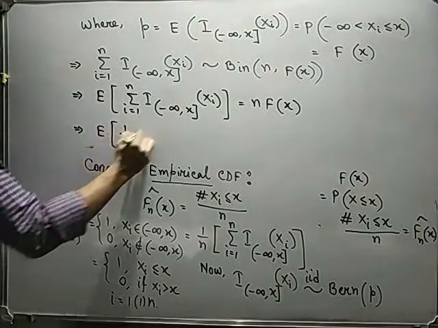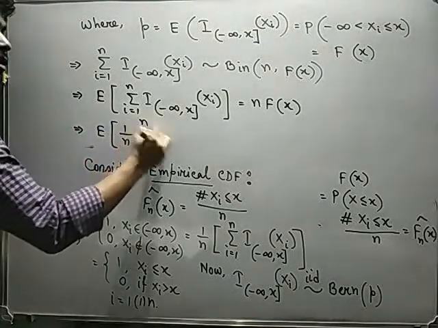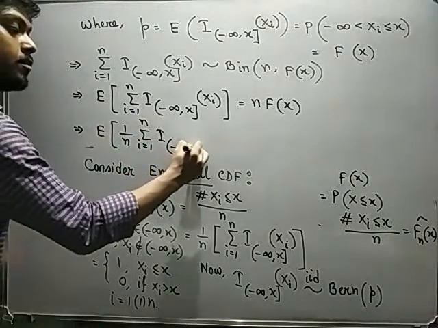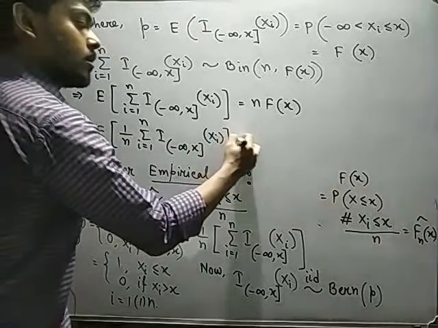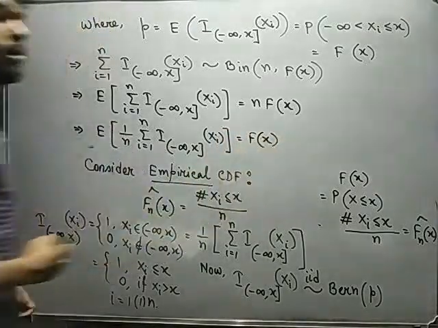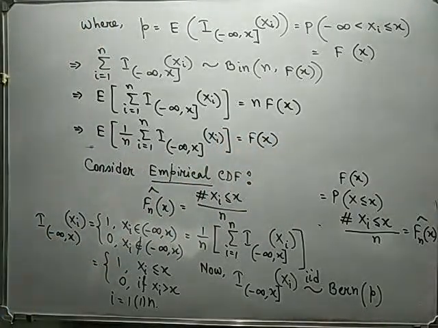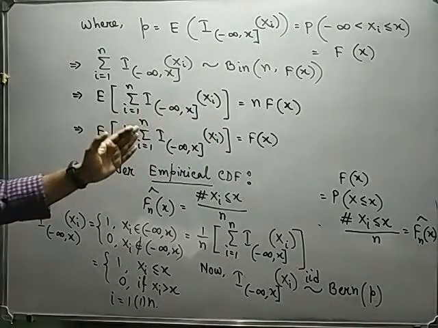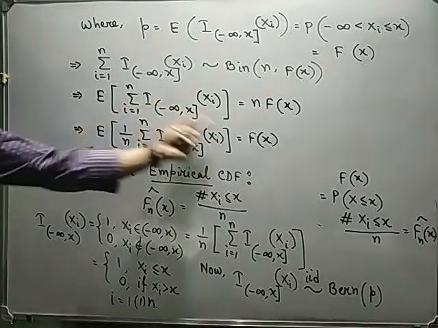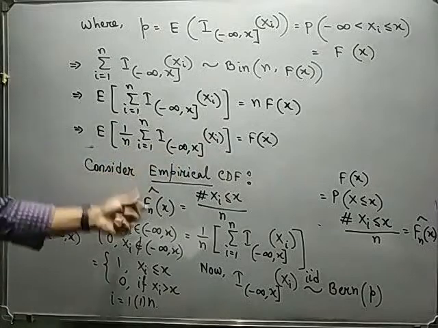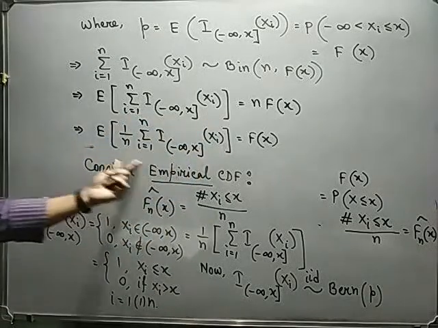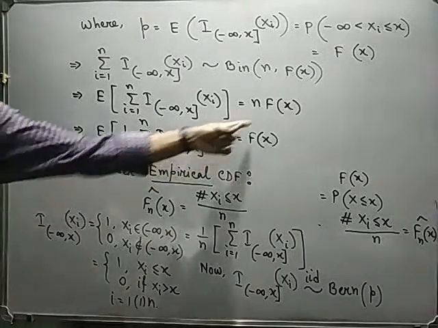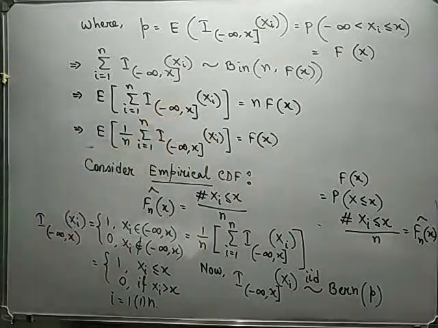And this is (1/n) times the summation over i from 1 to n of the indicator of (minus infinity, x] applied to capital Xi, which is equal to F(x). Okay, so that's why we can easily see that this quantity, which we have defined as Fn hat x, is an unbiased estimator of F(x).